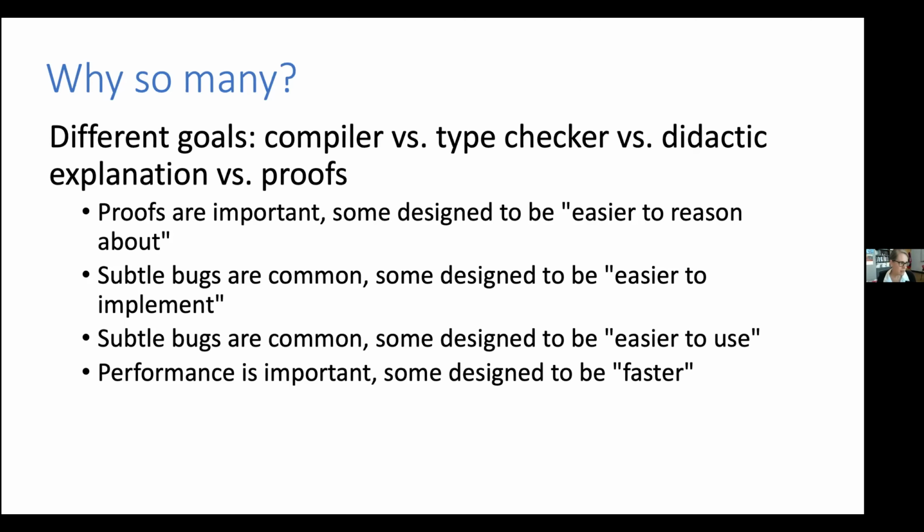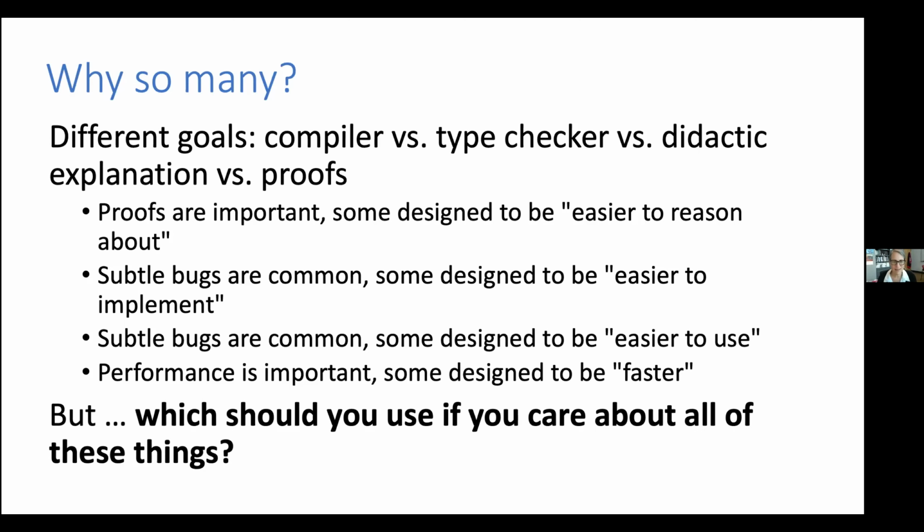Now, if you're like me, you want everything, right? You want something you can reason about, you want something that's correct, you want something that is fast, you want something that is easy to use. How do you figure out which one of those many different implementations that I showed on the previous slide is going to check all the boxes?